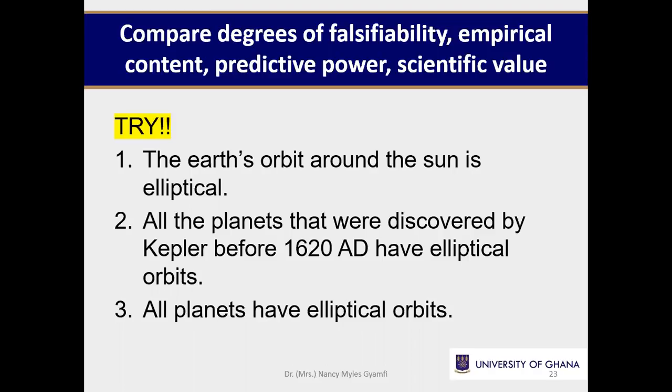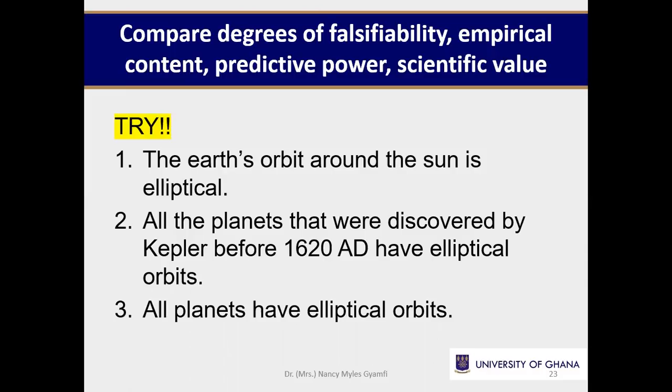Okay. Let's look at the next one too. All the planets that were discovered by Kepler before 1620 AD have elliptical orbits. The reference class is the planets. Is that general or particular? That is particular. Okay, so we have two particular statements. But take one before the other.